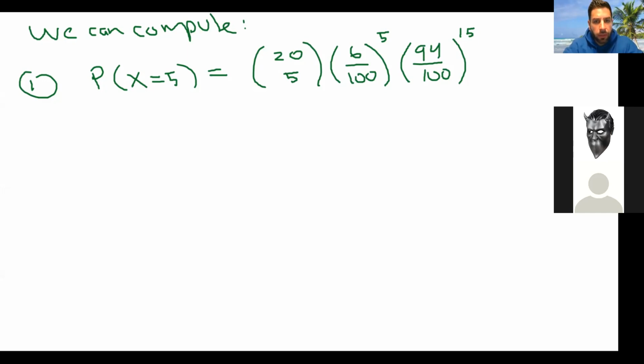So what I'm going to do is show you how I would do it. I'm going to go slowly here. You could do it all at once if you want to, but I'm going to compute each one of these values one at a time. So if I compute the first value, 20 choose 5, this is nothing more than 15504. And then what's the next number? The next number is 6 divided by 100 to the 5th power.